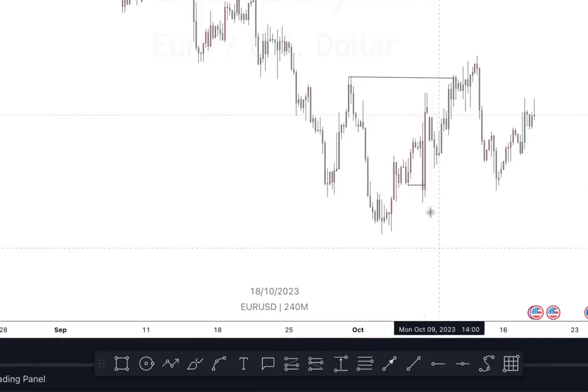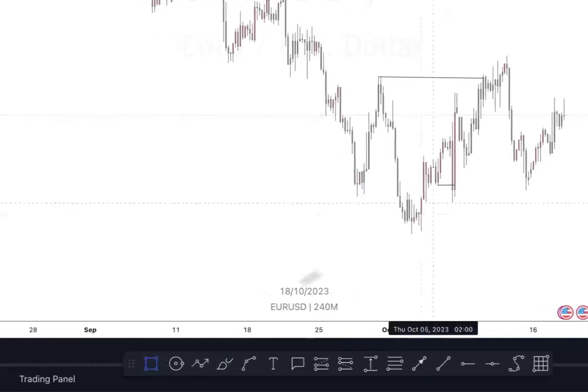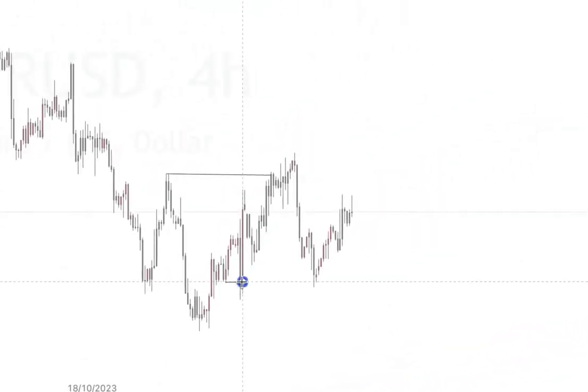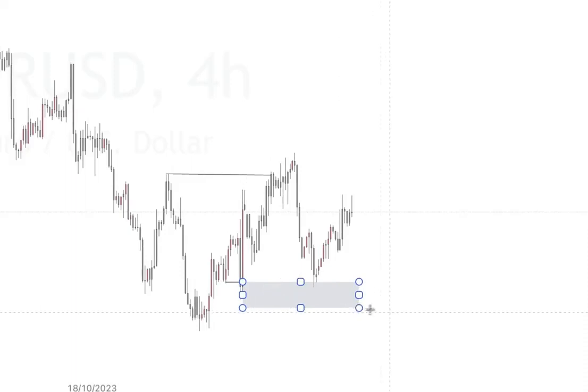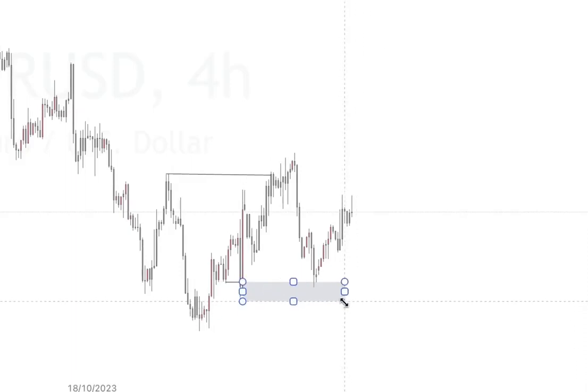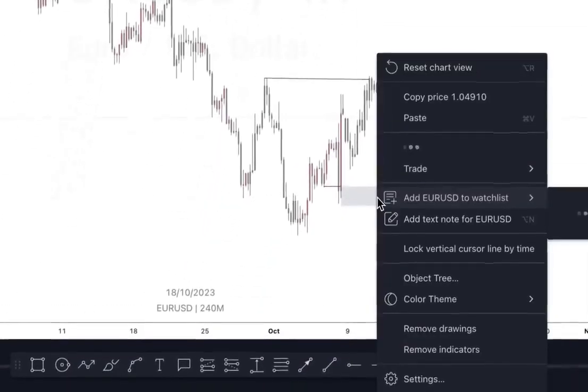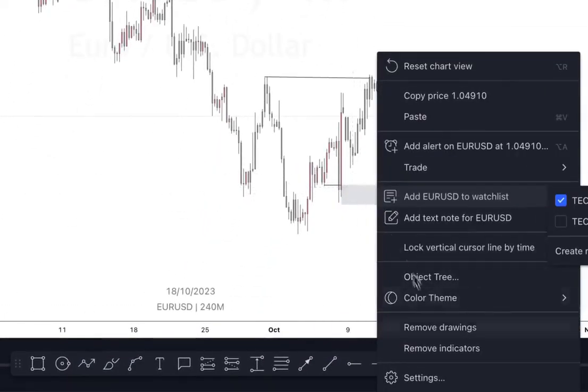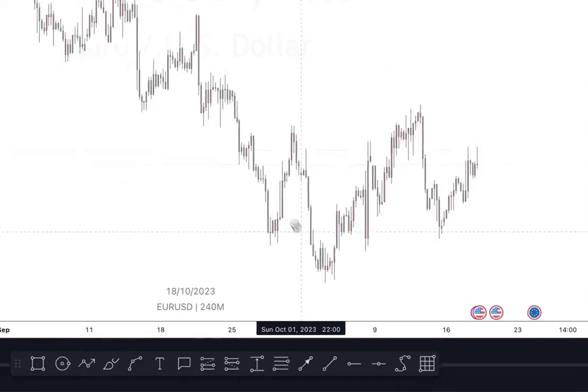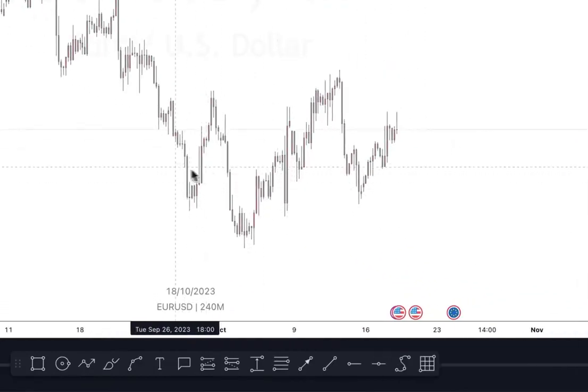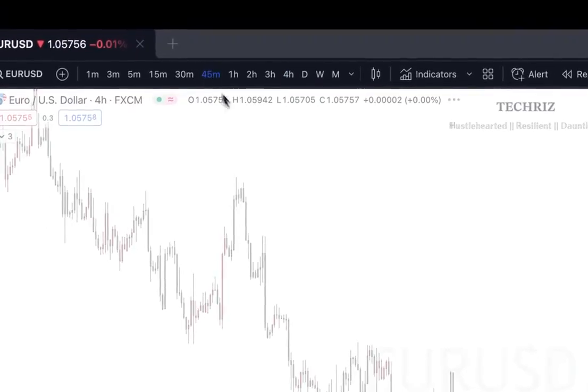Pick orders from there. Okay, then let's see. The other block is here. This is treating it like a QML, right? Very, very neat and precise entry. But that's not what I want us to talk about now, right? Okay, so let's go down to the lower time frame, 45 minutes, right?